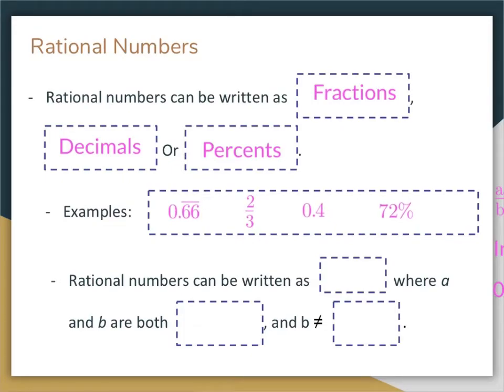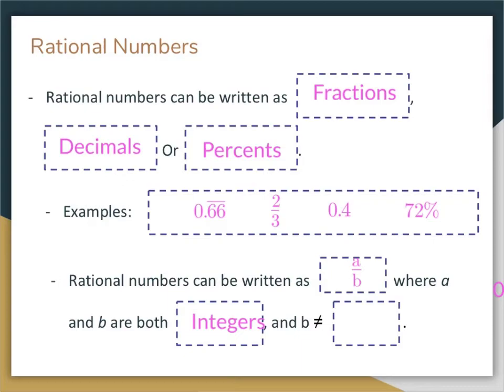0.4, that's a terminating decimal. And 72% is a percent. Rational numbers can be written as A over B, where A and B are both integers, and we talked about what an integer is, so we know what those are, and B cannot be equal to 0.